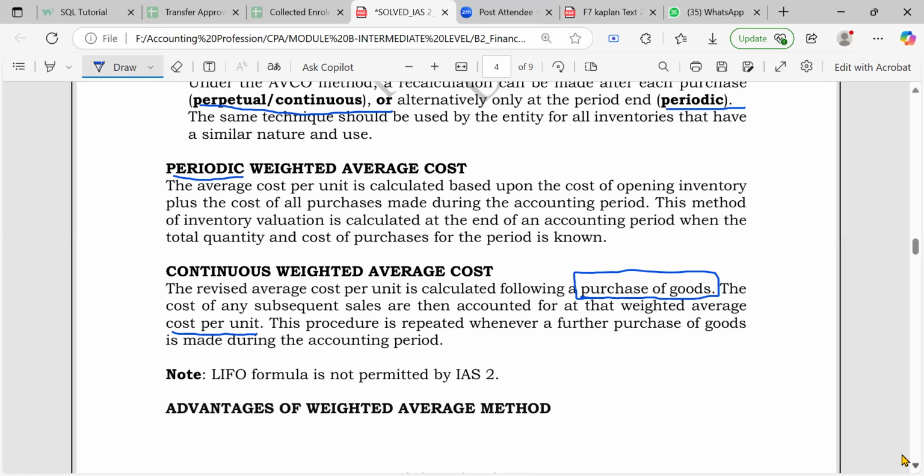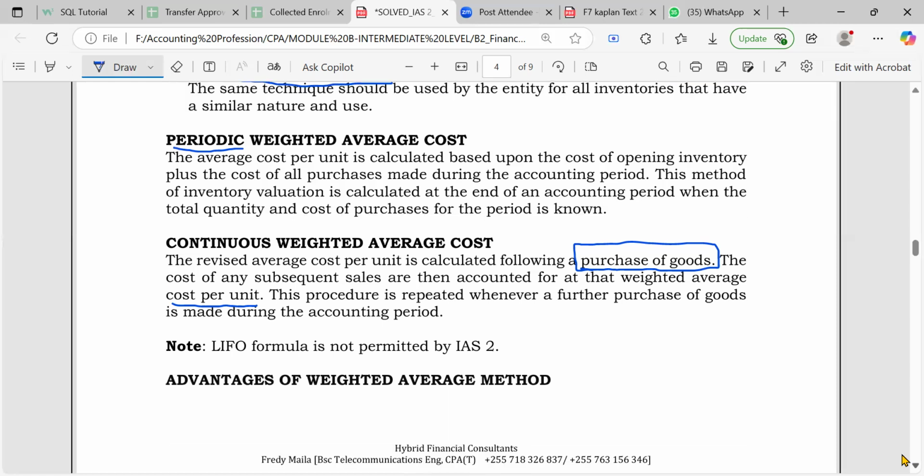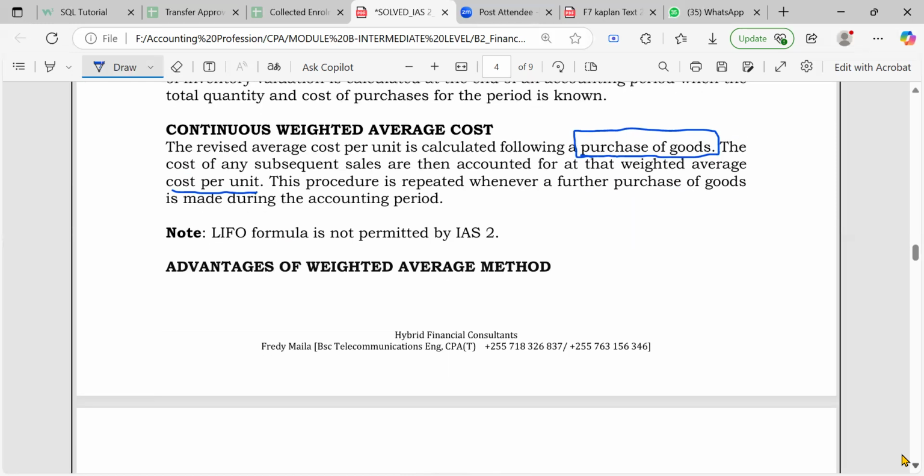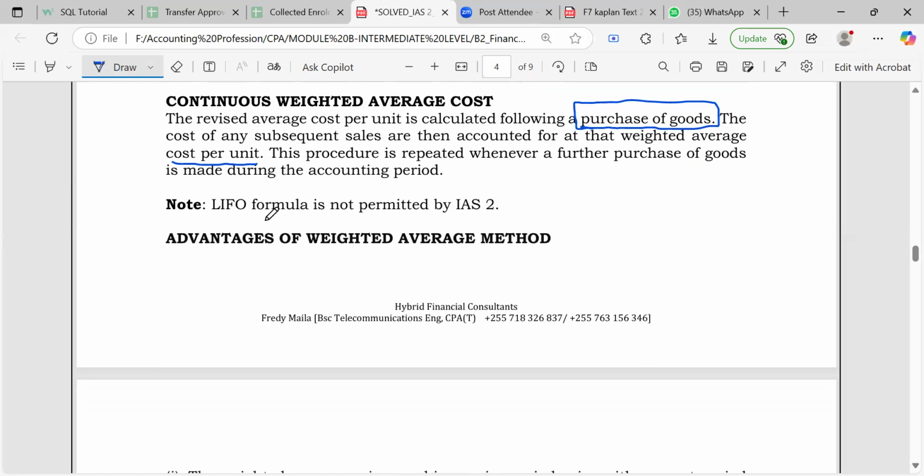Things like this should be transformed using IT systems. They should be automatic. You can tell someone to do this. Not LIFO, last in first out. The formula is not permitted by IAS 2. So LIFO could still be used for management purposes. Management purpose, we say, is for internal decisions of the company, but not for external reporting. You can't present this to stakeholders, and in financial reporting it is very wrong.